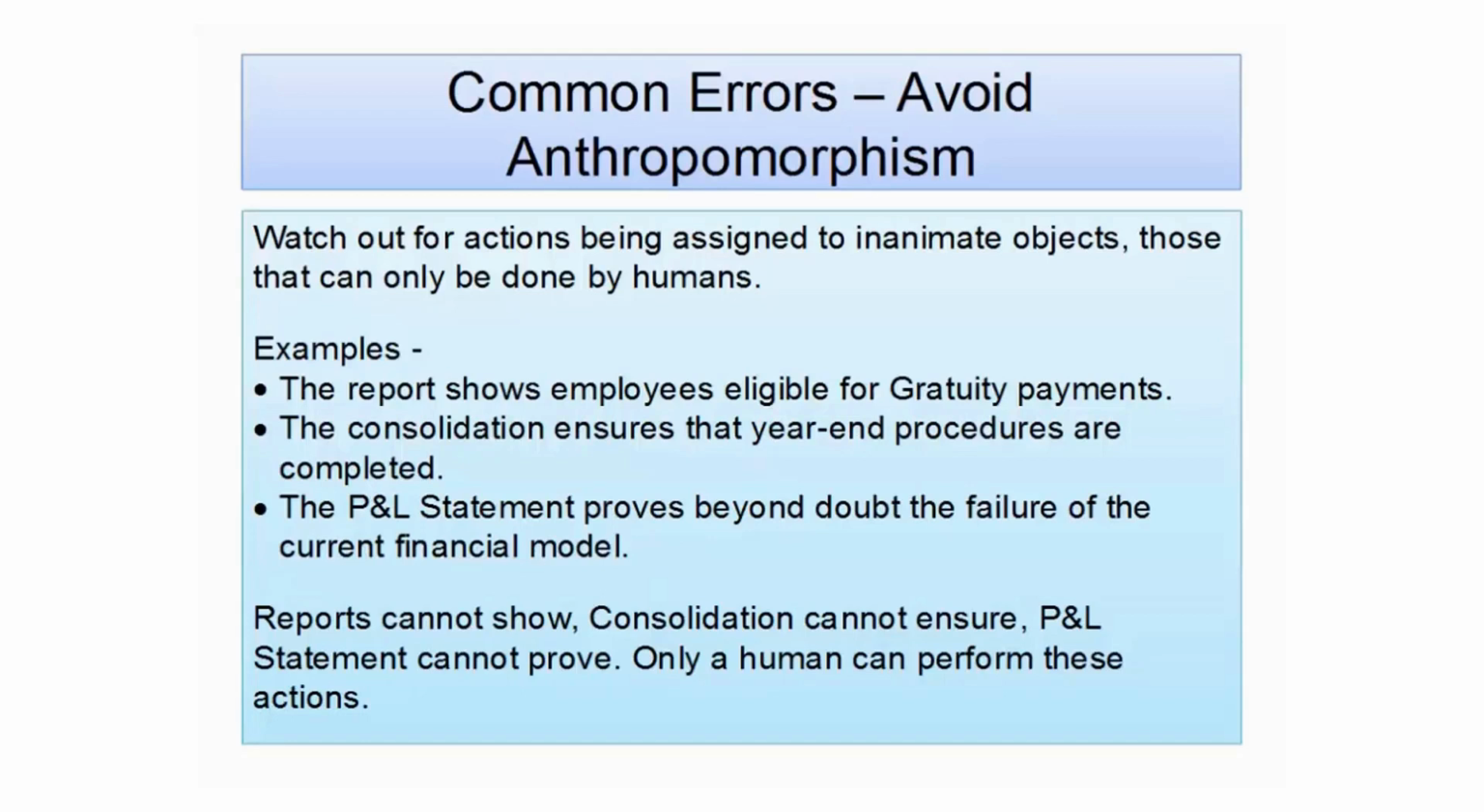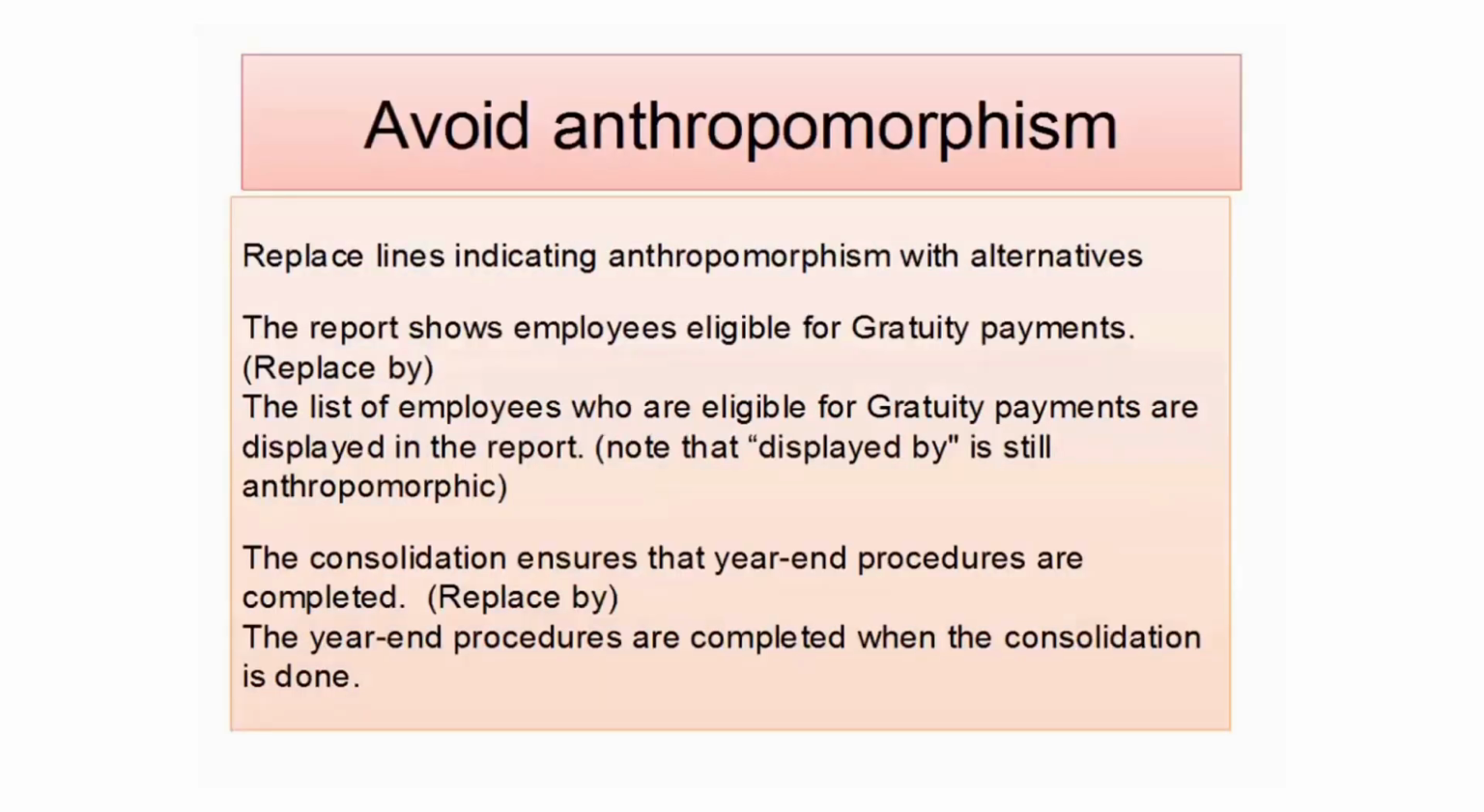In spite of knowing this, statements such as the above fill our manuals and help files. The trick is to replace them with an alternative sentence or with sentences that convey the meaning without anthropomorphism. For instance, the statement, "The report shows employees eligible for gratuity payments," can be replaced by, "The list of employees who are eligible for gratuity payments are displayed in the report." Note here that "displayed by" will still make the statement anthropomorphic.